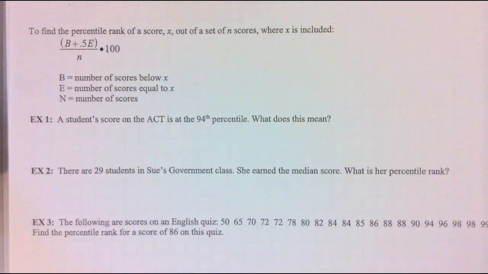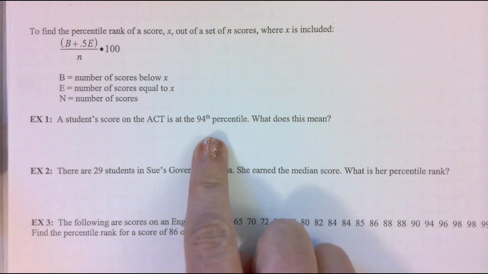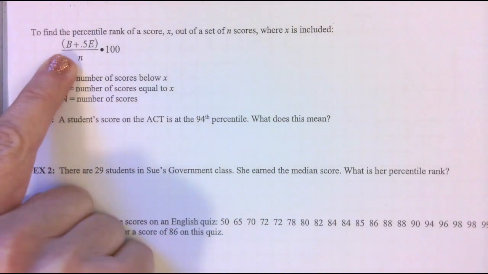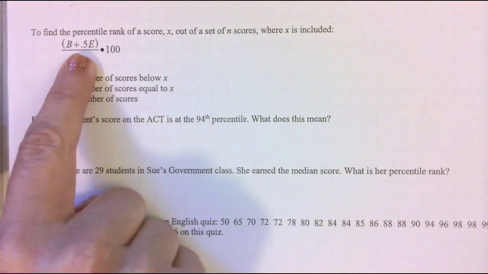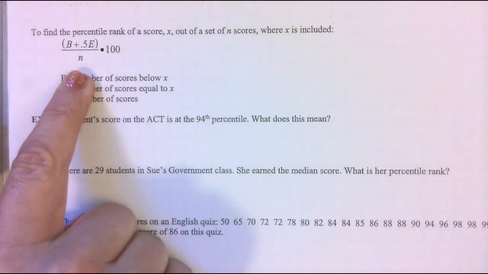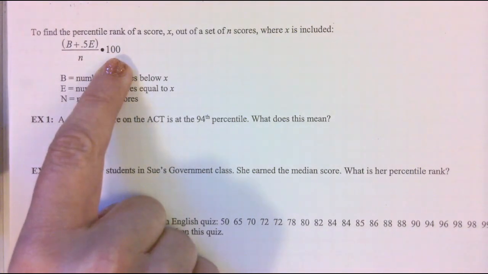Okay, so if we're calculating a percentile rank, what we're looking at is the number of scores that are below our score of interest, plus half of those that are equal to our score of interest, divided by our total amount of data, our total amount of scores. And then to make it a percentage, we just multiply by 100, or we slide our decimal 2 units to the right.